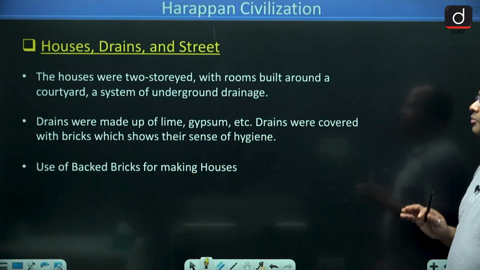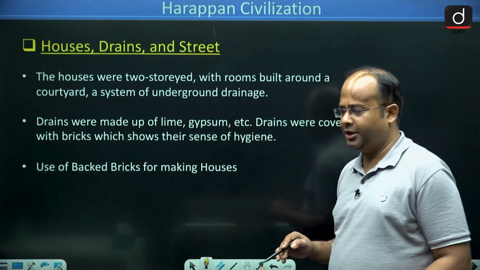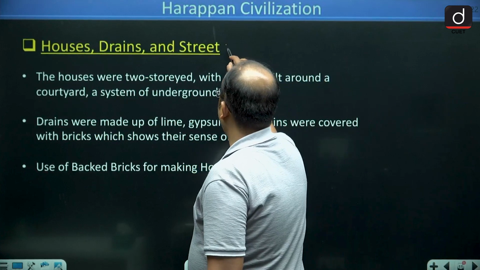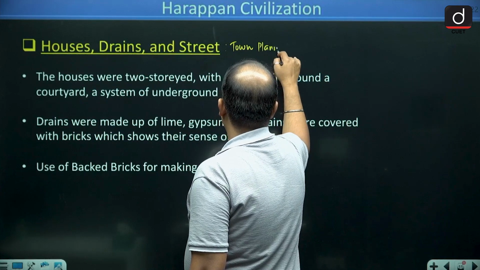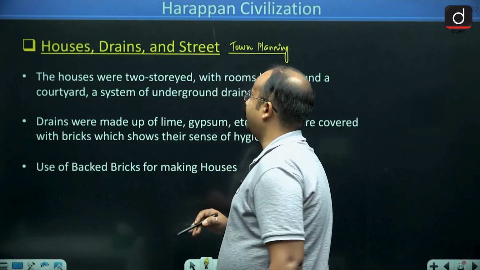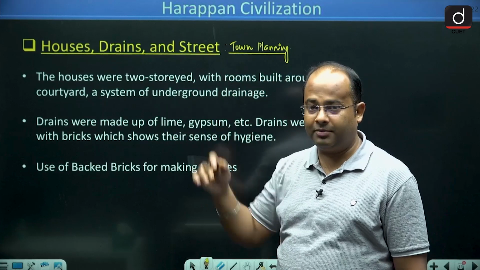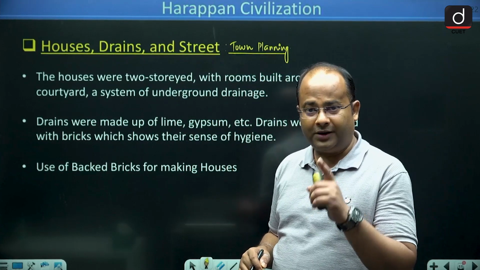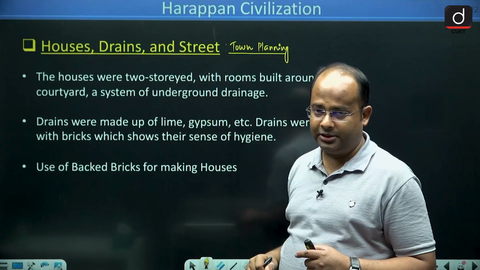Now let's come to the house drains and the street, that is, the town planning. From this town planning you will get to know that this was a perfect example of the first urbanization of India. So first urbanization in India started in the Indus Valley Civilization.